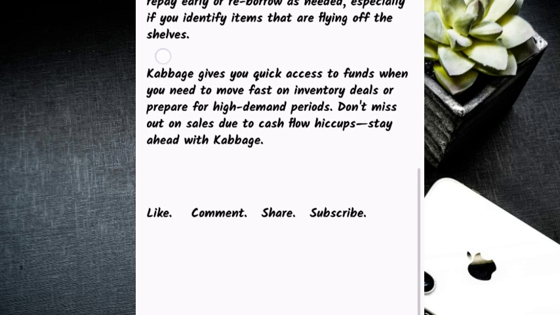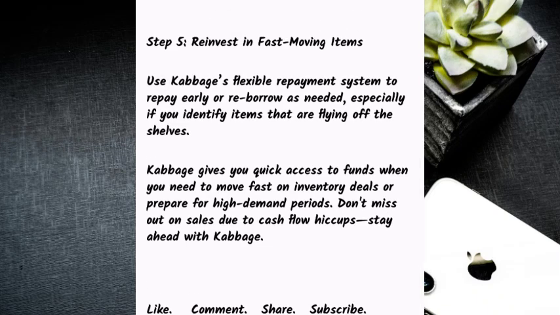Step 5. Reinvest in fast-moving items. Now use Kabbage's flexible repayment system to repay early or reborrow as needed, especially if you identify items that are flying off the shelf. Kabbage gives you quick access to funds when you need to move fast on inventory deals or prepare for high demand periods. Don't miss out on sales due to cash flow hiccups. Stay ahead with Kabbage.